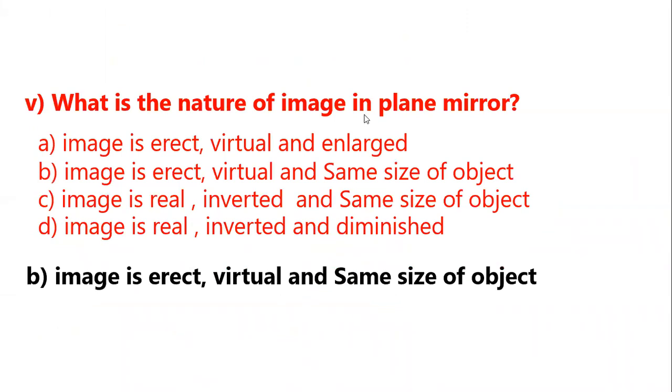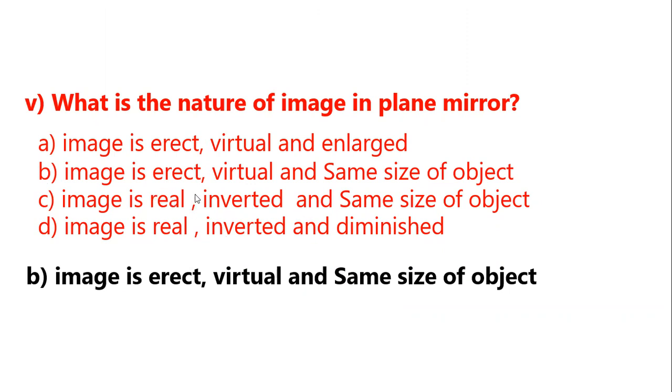What is the nature of the image in a plane mirror? Yeah, in a plane mirror, what will be the nature of the image? Option A: image is erect, virtual, and enlarged. We know that a plane mirror will not give an enlarged image. Option B: image is erect, virtual, and the same size as the object. Of course, same size. Option C: image is real, inverted, and the same size as the object. Option D: image is real, inverted, and minimized. You can't take options A and D. Go to B and C. Only these two you can take.